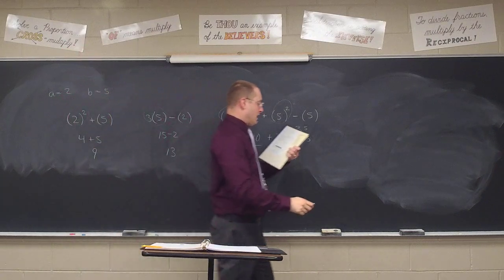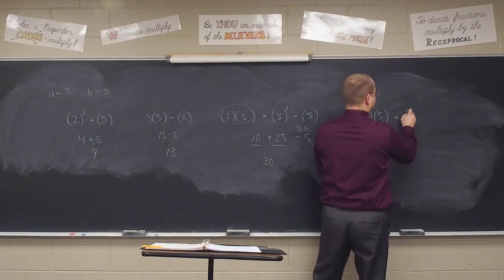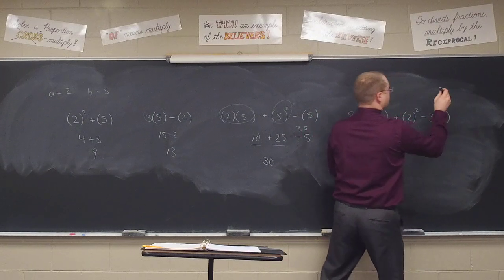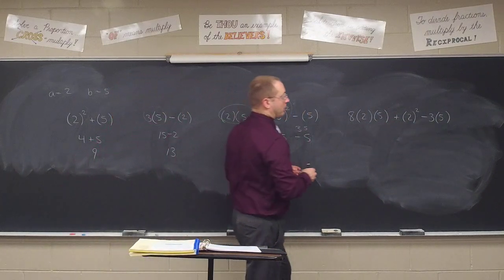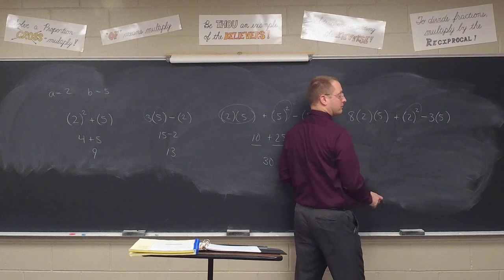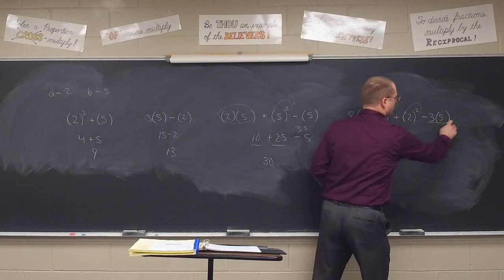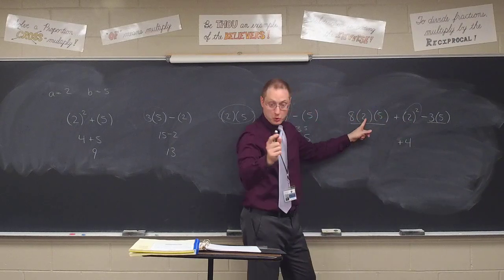Look at number 4. It says 8, and then A is 2, B is 5. Plus, it says A squared, so that's 2 squared, negative 3 times, and B is 5. So we plug in all the numbers. So Griffin, we're going to start with the exponent. 2 squared? 4. That's a positive 4. But we've got these other things that are all multiplied together as separate terms. So let's do 5 times 2, 10.